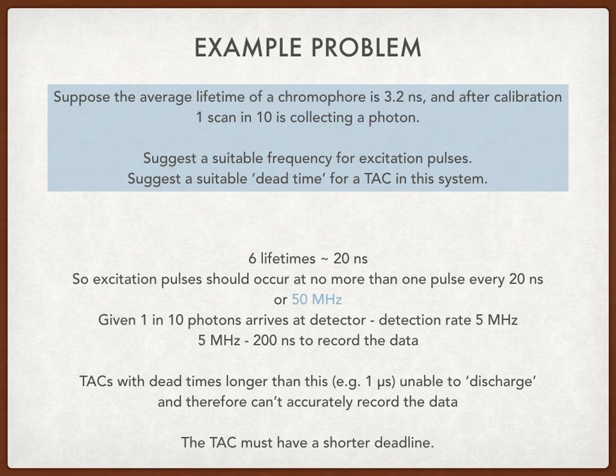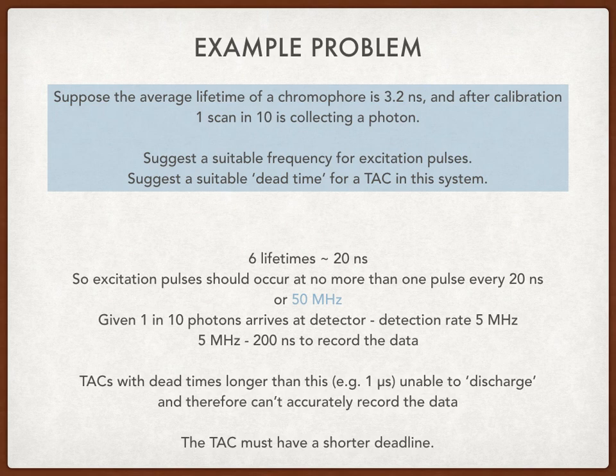So let's just break this down. I'm taking 3.2 nanoseconds and I'm saying, well, 6 lifetimes is about 20 nanoseconds. It just makes my numbers easy. I've gone 5 or 6 lifetimes and come up with about this 20 nanoseconds. And so I'm saying that my excitation pulses should not occur any faster than 1 pulse every 20 nanoseconds. I want to make sure it's all decayed. Converting this 1 pulse every 20 nanoseconds into a frequency, that's 50 megahertz.